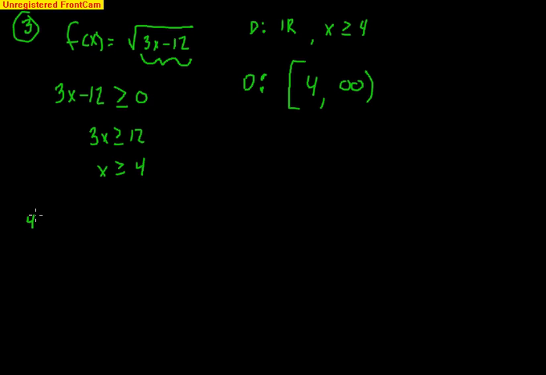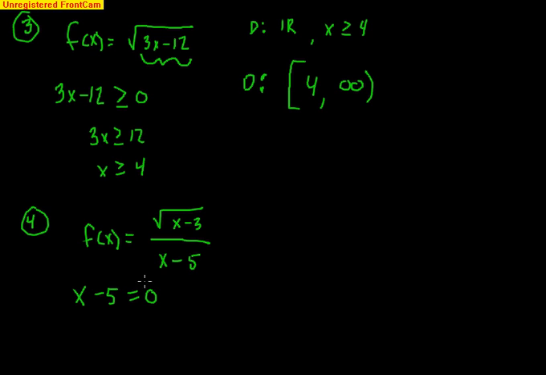Let's do a fourth example here. Let's look at one like this. A function is equal to the square root of x minus 3 divided by x minus 5. And this one's what I call a double whammy because I've got a square root I have to worry about and a number in the denominator I have to worry about. So let's start with the denominator. Remember, the number in the denominator cannot equal 0. So I have to figure out what number I have to avoid.